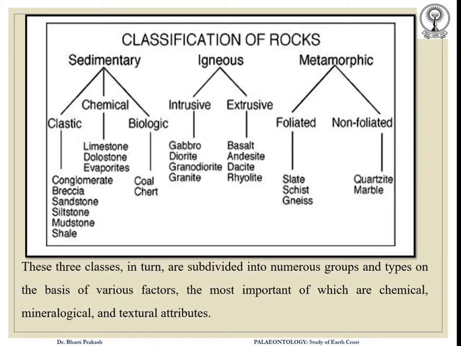Now this is the classification of the rocks. We have three types of rocks: the igneous rocks, the sedimentary rocks and the metamorphic rocks. Then these three classes in turn are further subdivided into numerous groups and types on the basis of other factors, the most important of which are the chemical, mineralogical and textural attributes. Accordingly, igneous is divided into intrusive and extrusive, metamorphic into foliated and non-foliated, and similarly sedimentary into chemical, clastic and biological.